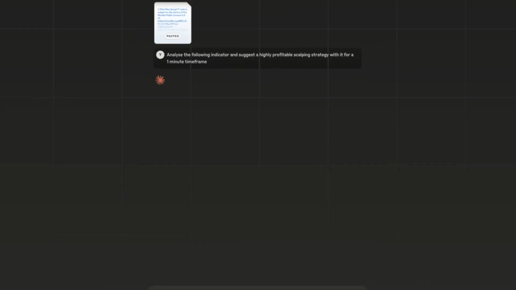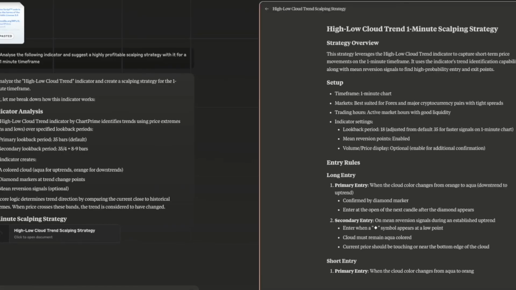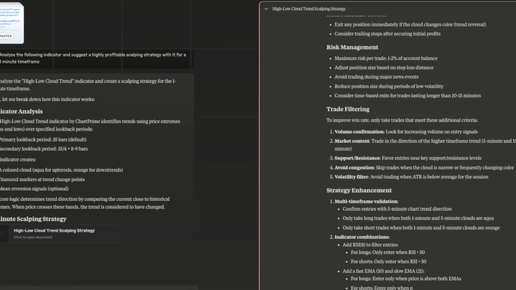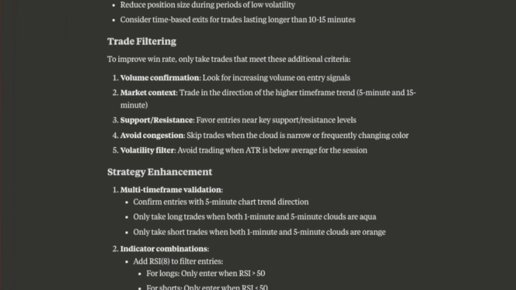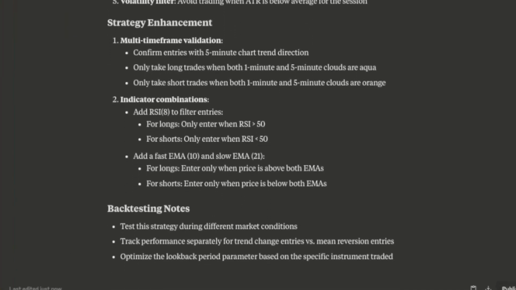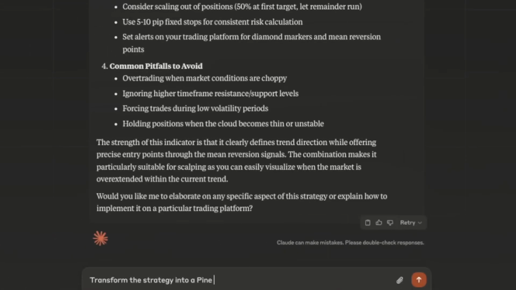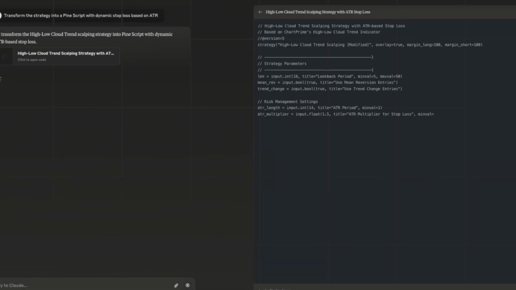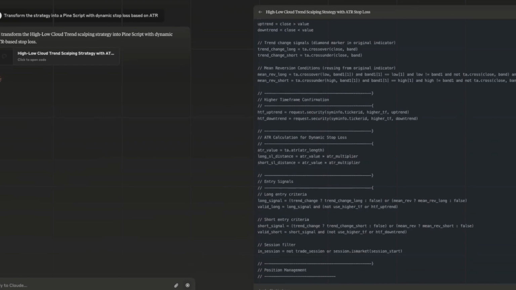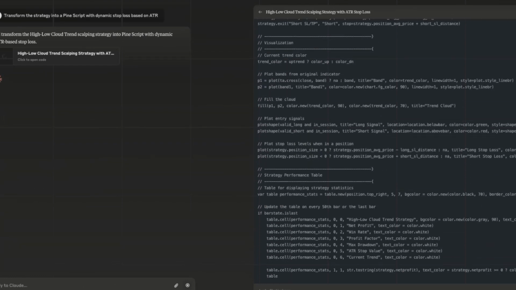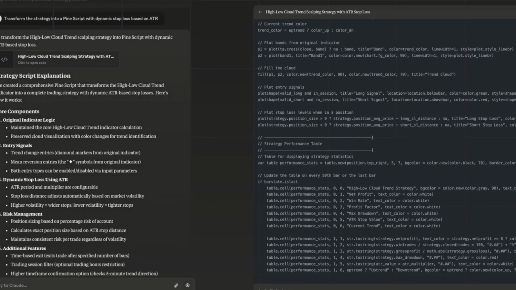our favor. Look at how detailed Claude's analysis is. It's identifying the perfect entry and exit conditions based on the cloud formations and price action patterns that most traders would miss. Now I'm asking Claude to transform this analysis into ready-to-use Pine Script code with dynamic stop loss and take profit levels using ATR. This ensures our risk management automatically adapts to current market volatility. This right here is the difference between amateur and professional trading.